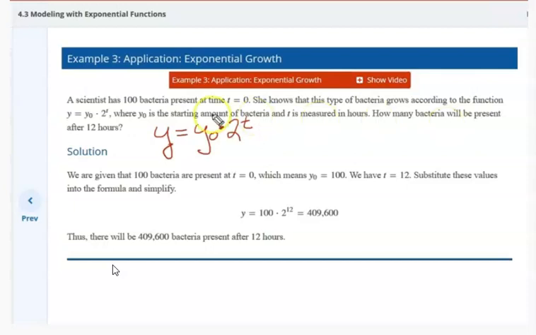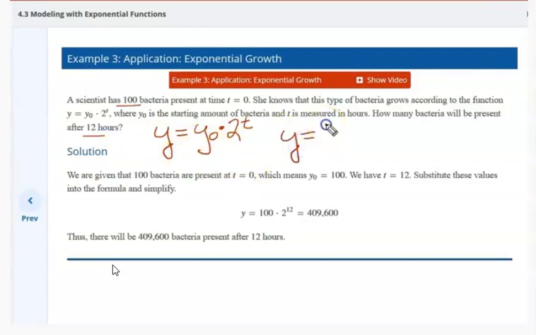You're going to note that we're going to start with 100 bacteria. So y sub 0 is the original amount. That's that constant there that we started off with, the coefficient. Now it's going to increase 2 to the exponent t. And here they're giving us 12 hours. So we're going to convert this now into this formula.